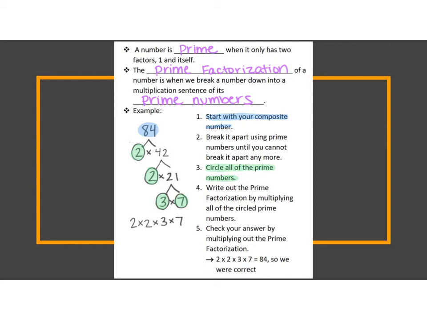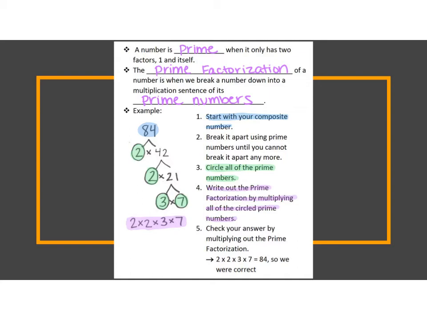When there are only prime numbers left, it's time for us to write out the prime factorization by multiplying all of the circled prime numbers. You can see on the left, we multiplied all of the circled prime numbers together. We wrote them out in order from least to greatest. 2 times 2 times 3 times 7.